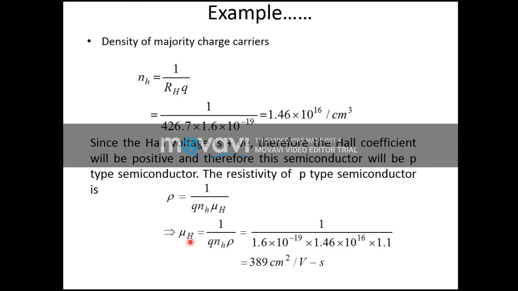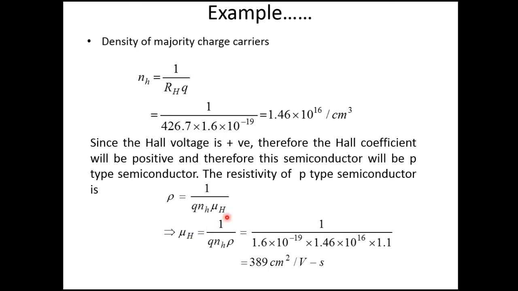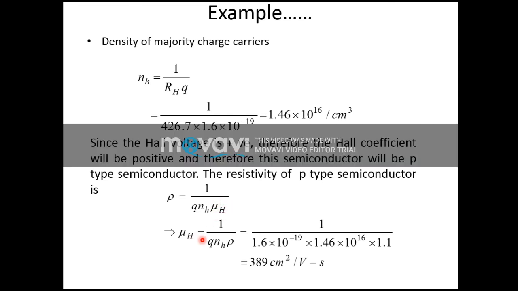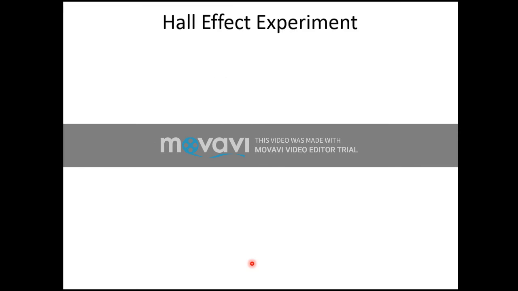Actually, don't be confused with mu small h and capital H, because this is Hall mobility, the mobility of holes, or you can say Hall mobility. Okay, so you can write as mu small h also. This is no problem in that.